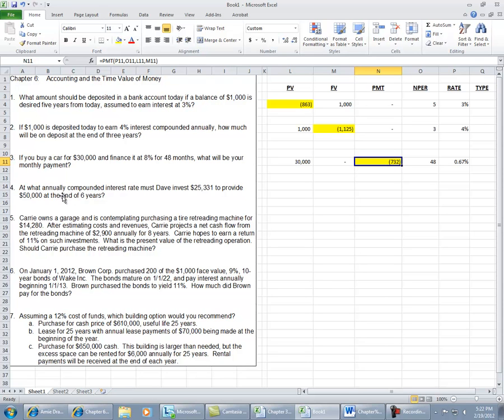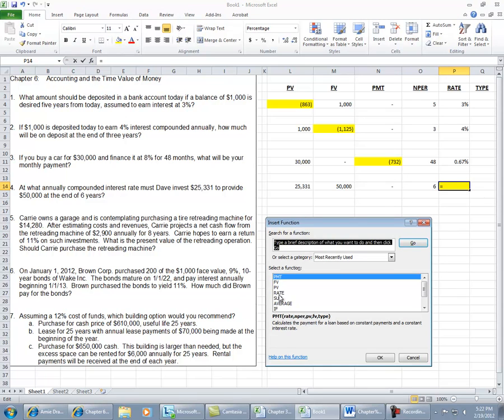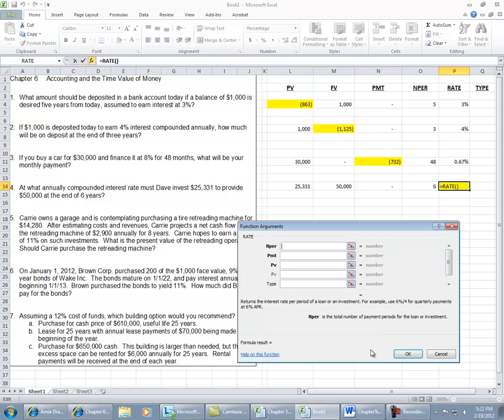Number 4, at what annually compounded interest rate must Dave invest $25,331, that would be my present value, to earn a future value of $50,000? In 6 years, no mention of payment, and we're going to solve for rate. I'm dropping in my variables.